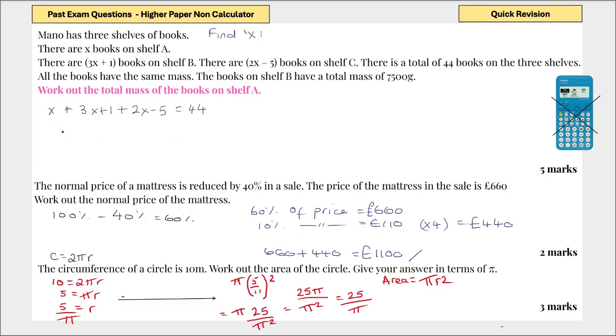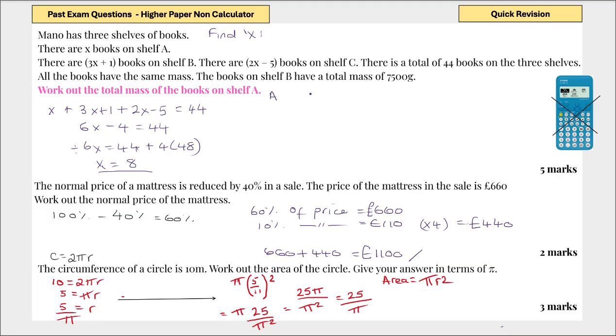Solve this first. So I've got X plus 3X plus 2X is 6X, and then we've got 1 minus 5, so minus 4, equals 44. Take the 4 over, gives us plus 4. And then we're going to divide our 6 into 48, and that gives us 8. So there we have it, X equals 8. So now we've found X equals 8, we're going to go through our questions and solve them.